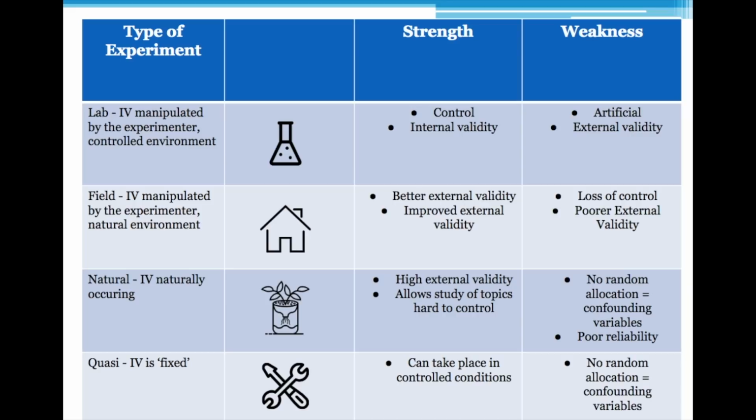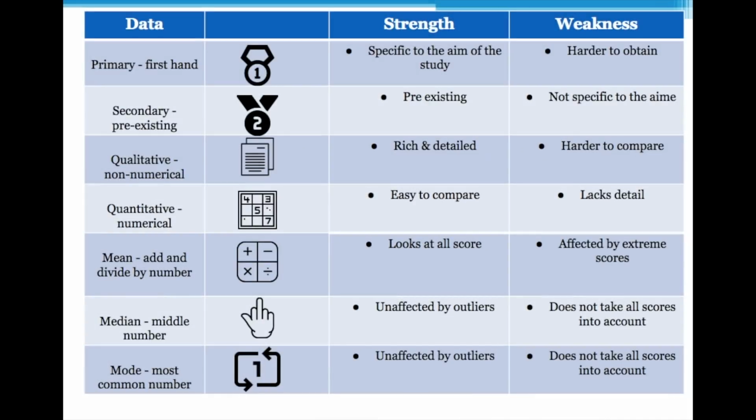And then finally, quasi experiments can take place in controlled conditions, which is great, but again you haven't got that random allocation, and so other things can affect whatever it is you're testing. So if you're testing, I don't know, the gender difference, male or female, on reaction time, well, there are a number of things. Obviously society treats boys and girls differently, and so how much of it is to do with your hypothesis and how much is to do with socialization or the biological impacts? It's hard to control.